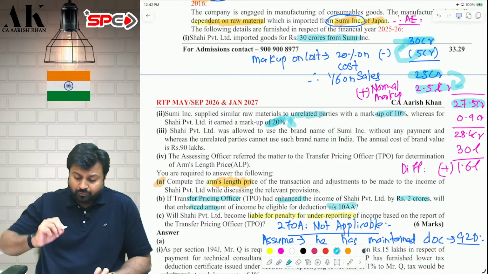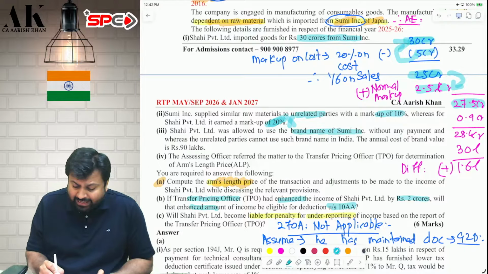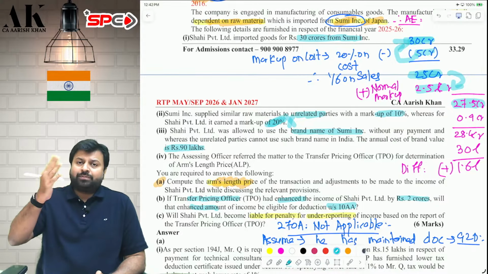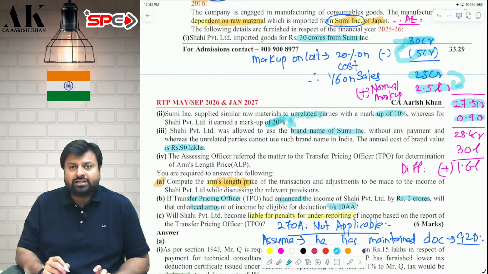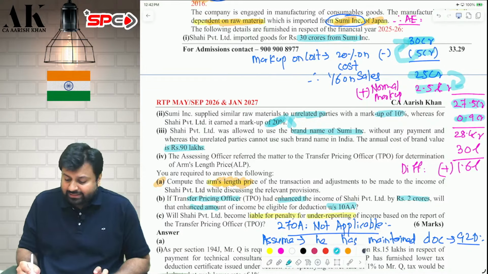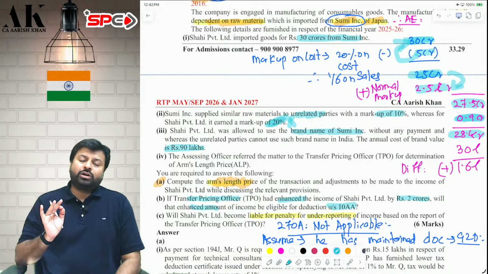Now, Sumi is providing me one more service. Sumi is allowing me to use the brand name of Sumi without any payment. For that, the annual cost of the brand value is approximately 90 lakhs. So that also Sumi will charge me. Obviously, Sumi will not let me use that brand value without cost. Obviously, they will charge some money. So they are charging 90 lakhs, and I am adding 90 lakhs, 0.9 crore, to this. Therefore, ultimately, the final price, the actual arm's length price, should have been 28.4.